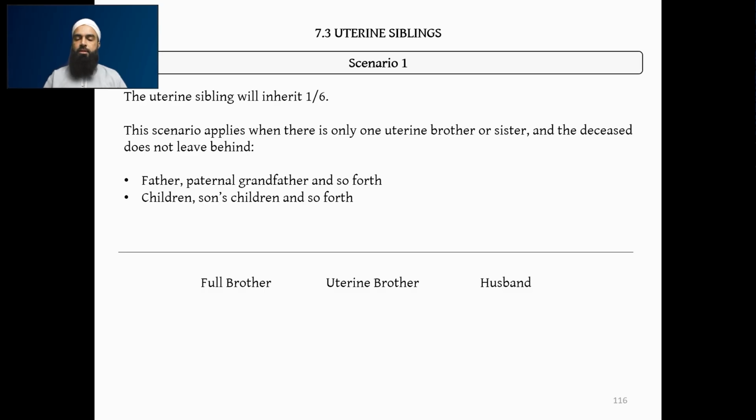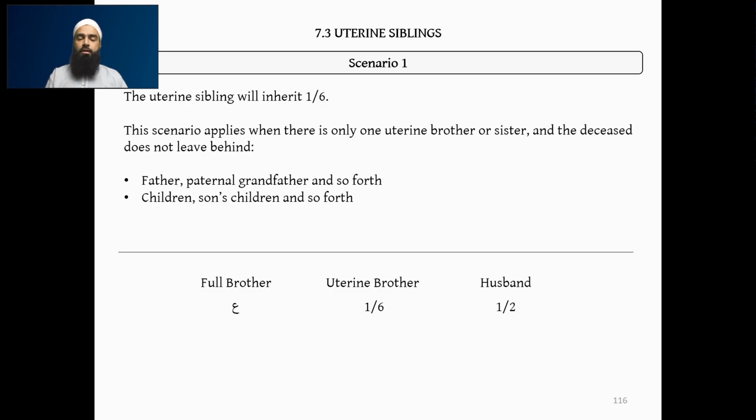To reveal the answer, the husband, because there are no children, receives a half. The uterine brother, as we understood above, will receive a 1/6. And the full brother will receive the asaba, so he will be the agnatic shareholder.